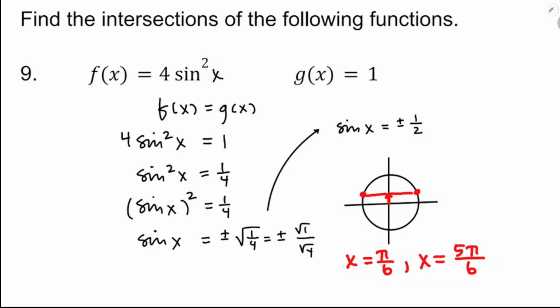But on this one, it would be easy enough to find the y-coordinate of the point of intersection because g of x is constantly 1. So it's got to be 1.